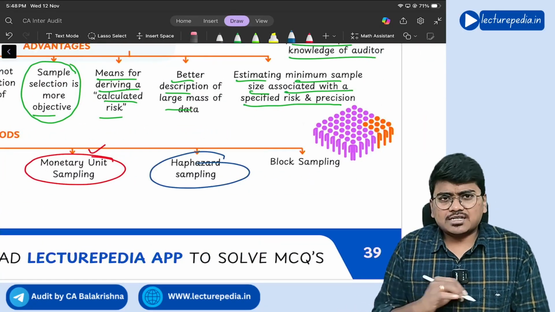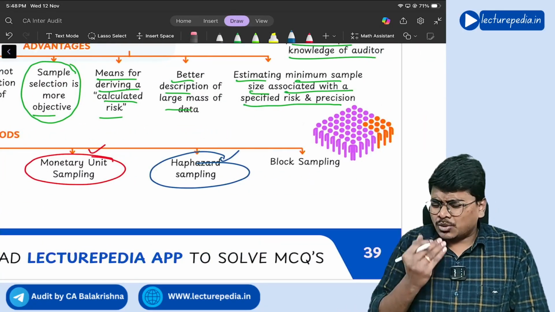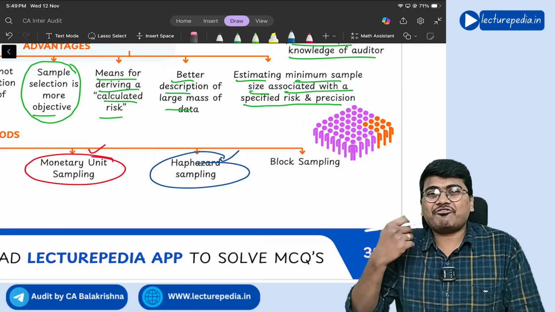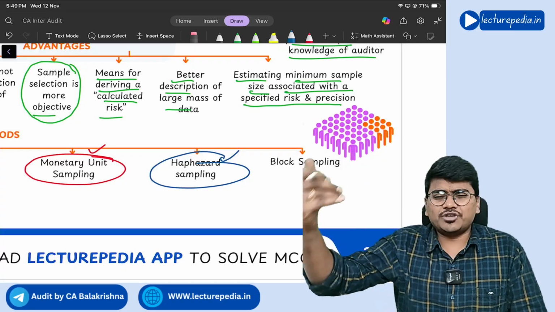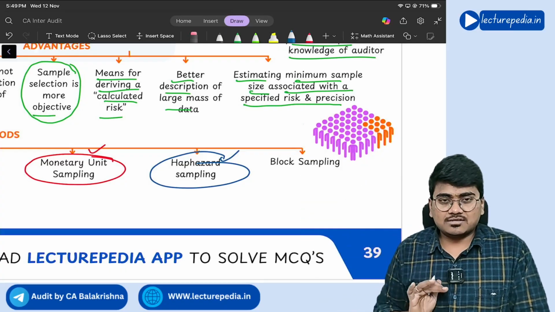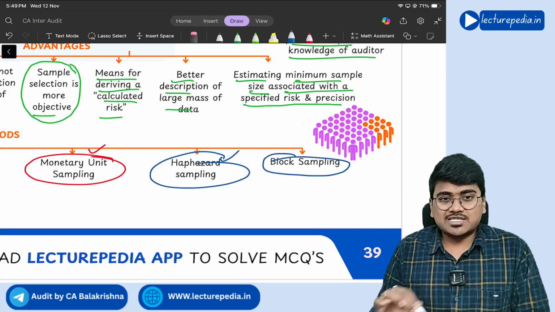Next, haphazard sampling. Haphazard means no structured technique you are following. You will select the sample as you wish. This is non-statistical sampling.